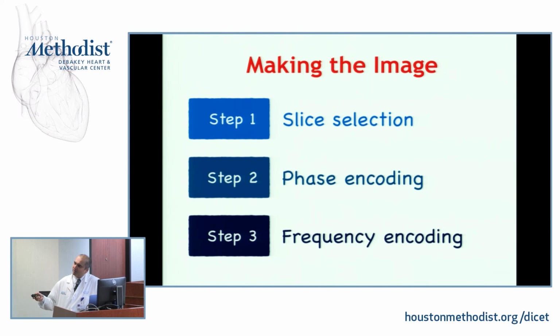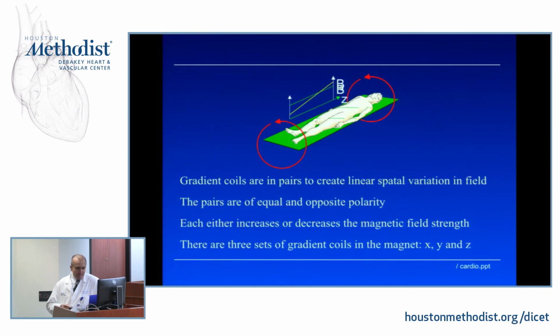The first step is selecting the slice that we want to image. The second step is then doing what we call a phase encode. And the third step is doing what we call a frequency encode. So again, if we have our patient inside the scanner, and remember I said that there's a gradient in the scanner as well, which alters the magnetic field, and it alters it in a graded fashion. That's why it's called a gradient.